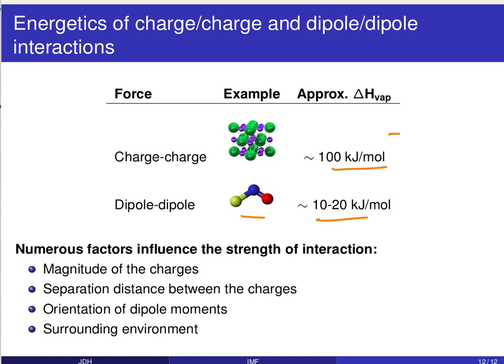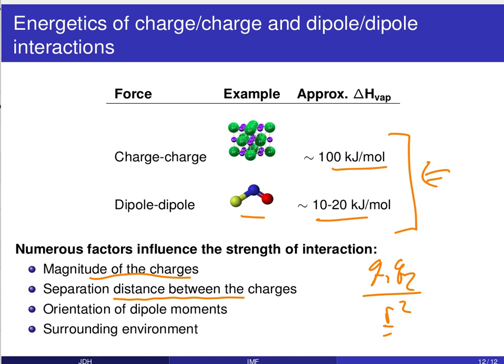Now remember, these numerical values are very much approximate. You're always going to be able to find outliers. My goal in this introductory presentation is just to give you a ballpark idea of the relative rankings in terms of energetics. There are many things that influence these numbers. For example, the magnitude of the charges: higher magnitude charge, stronger interaction. Then there's the separation distance between the charges. Remember Coulomb's law, the inverse square law, which tells us that as this distance r gets higher, the energy is going to become less.